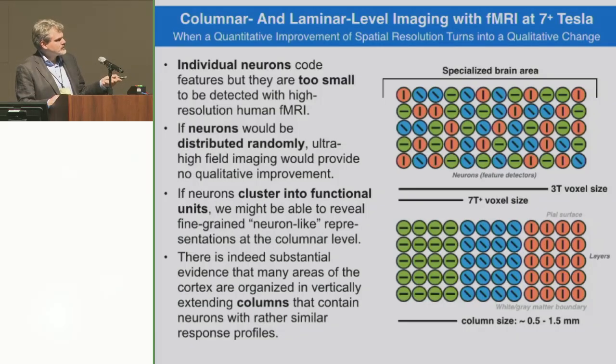And that's the classical columnar model. And we do not think that we can resolve this completely here, but that we get some information that our voxels become so small at 7T that they are driven mainly by single columns or just a few columns, and not by 10 or 100 like in 3 Tesla scanning.